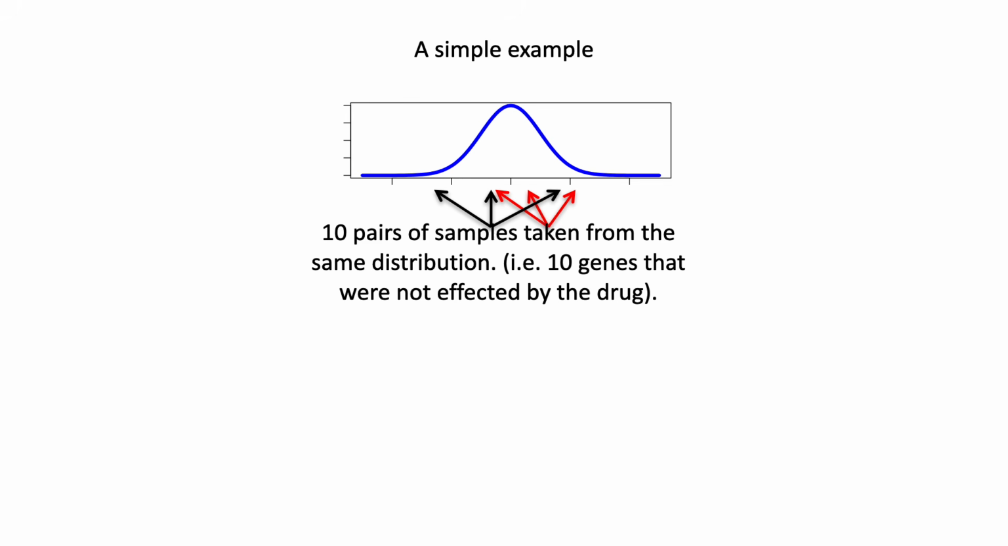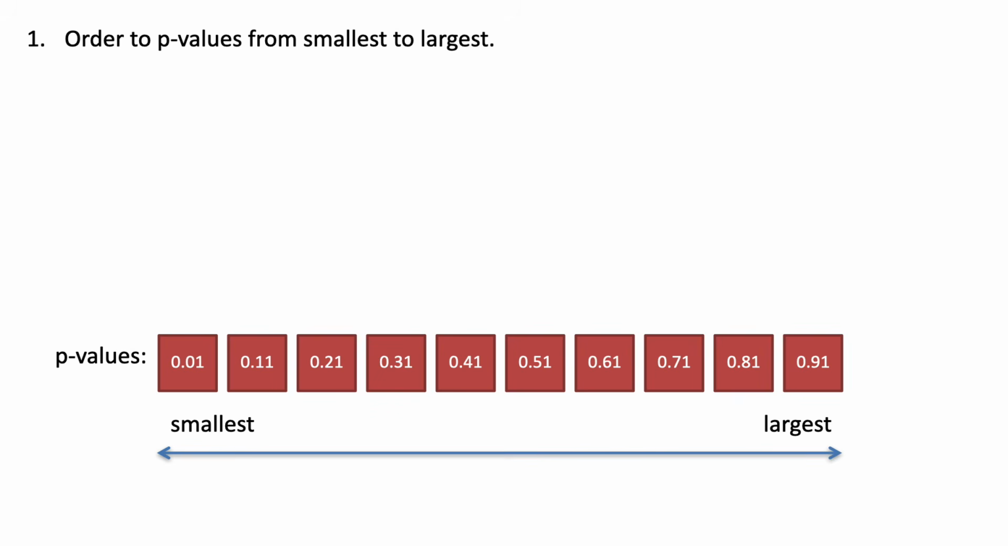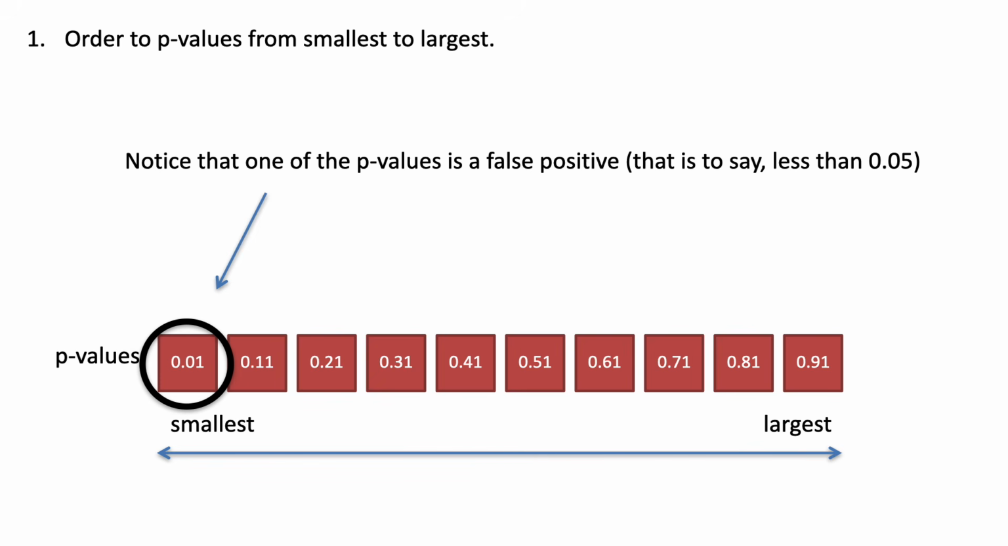Let's start with another simple example. We'll take 10 pairs of samples taken from the same distribution, i.e., 10 genes that were not affected by the drug. And here are the p-values from those 10 tests. The first thing we do is order the p-values from smallest to largest. Notice that one of the p-values is a false positive. That is to say, it's less than 0.05. Let's see what the Benjamini-Hochberg method does to it.